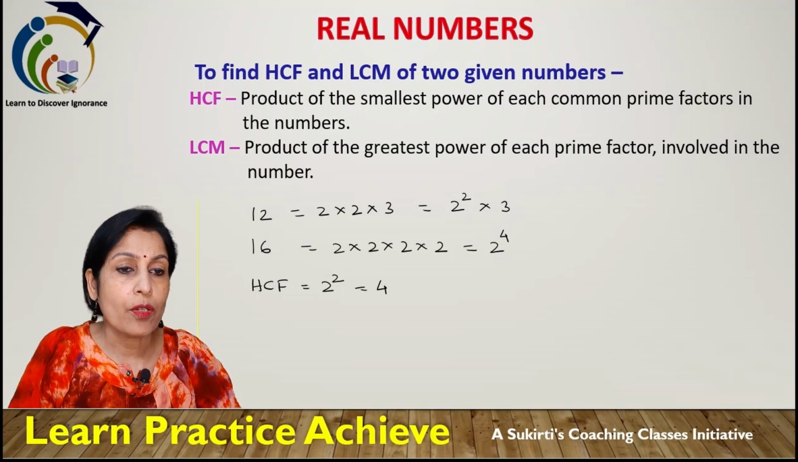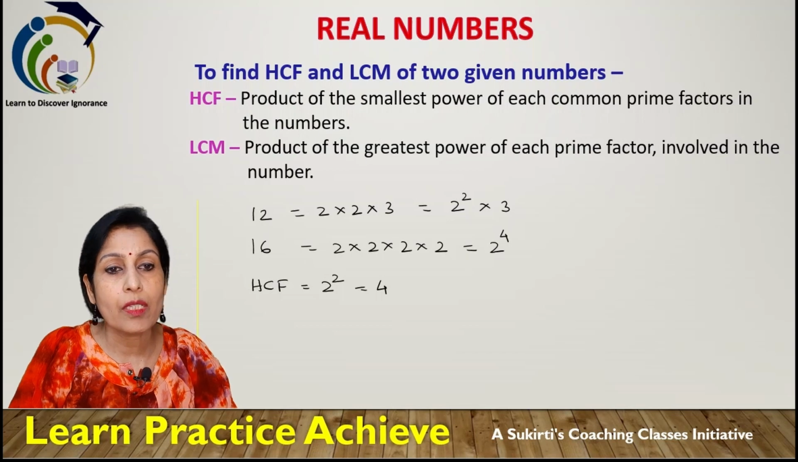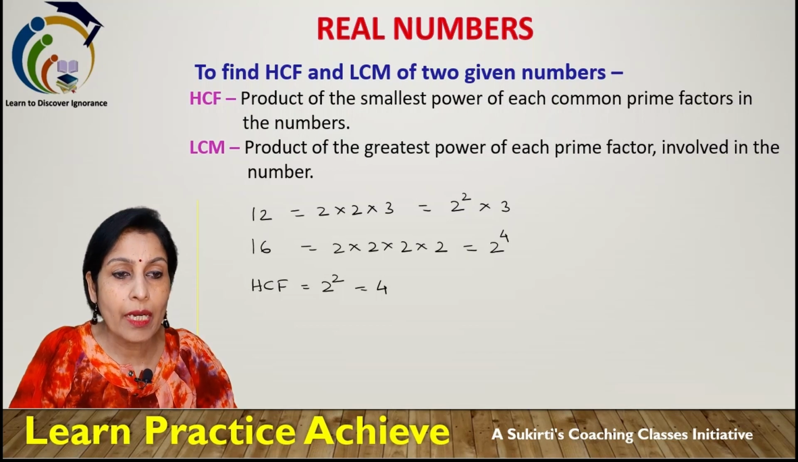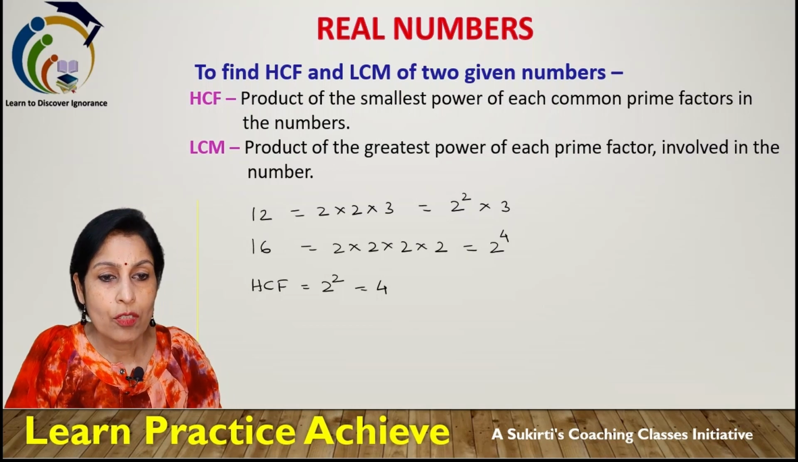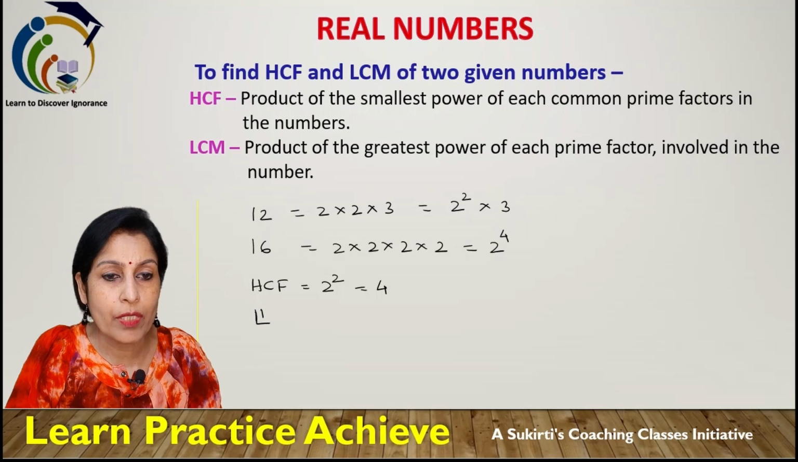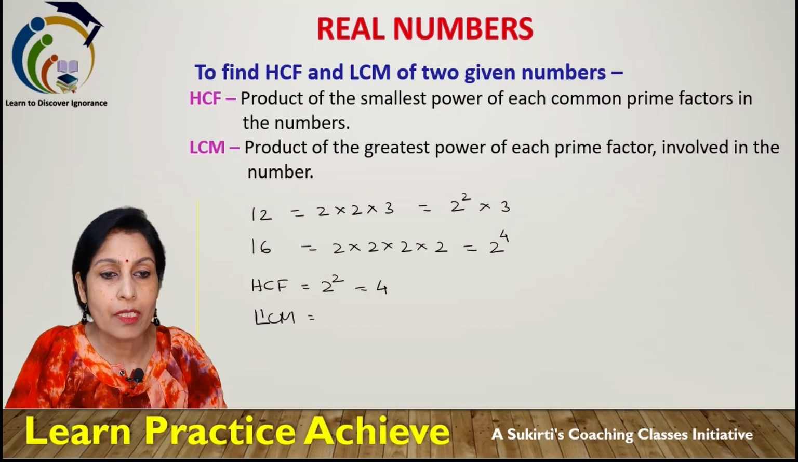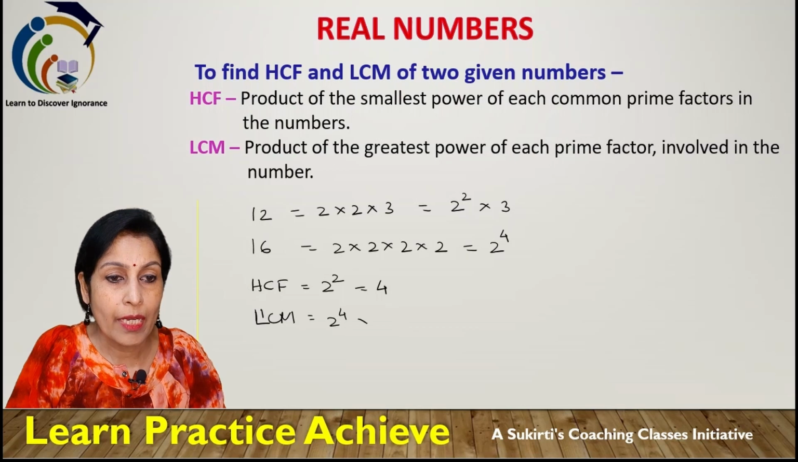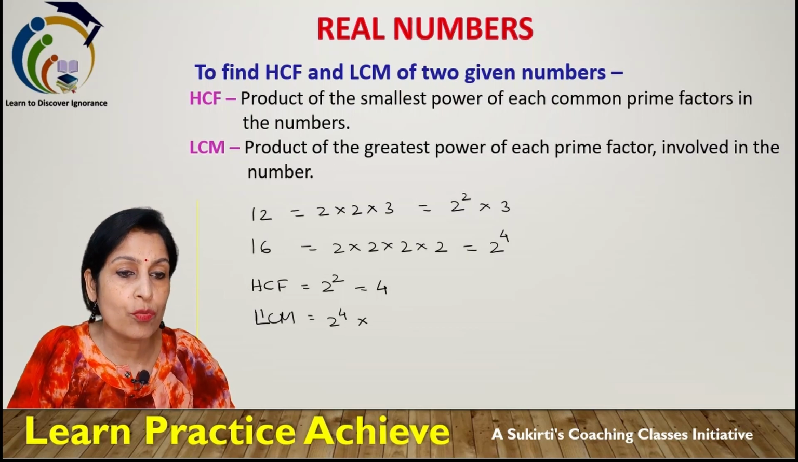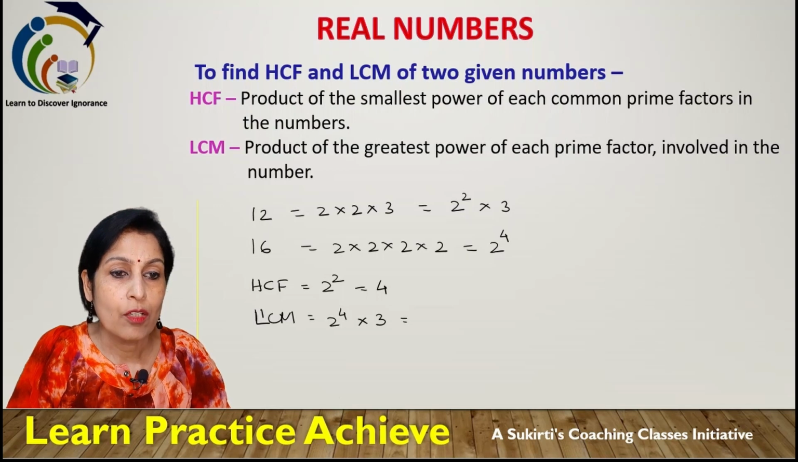Okay. In the same way, LCM is the product of the greatest power of each prime factor involved in the numbers. So when we are finding out the LCM of the given numbers, LCM is equal to the product of the greatest power of each prime factor. Product of the greatest power means here it is 2 to the power 4, and the other prime factor between these two which is left is 3. So 2 to the power 4 is equal to 16 into 3. So the LCM is equal to 48.